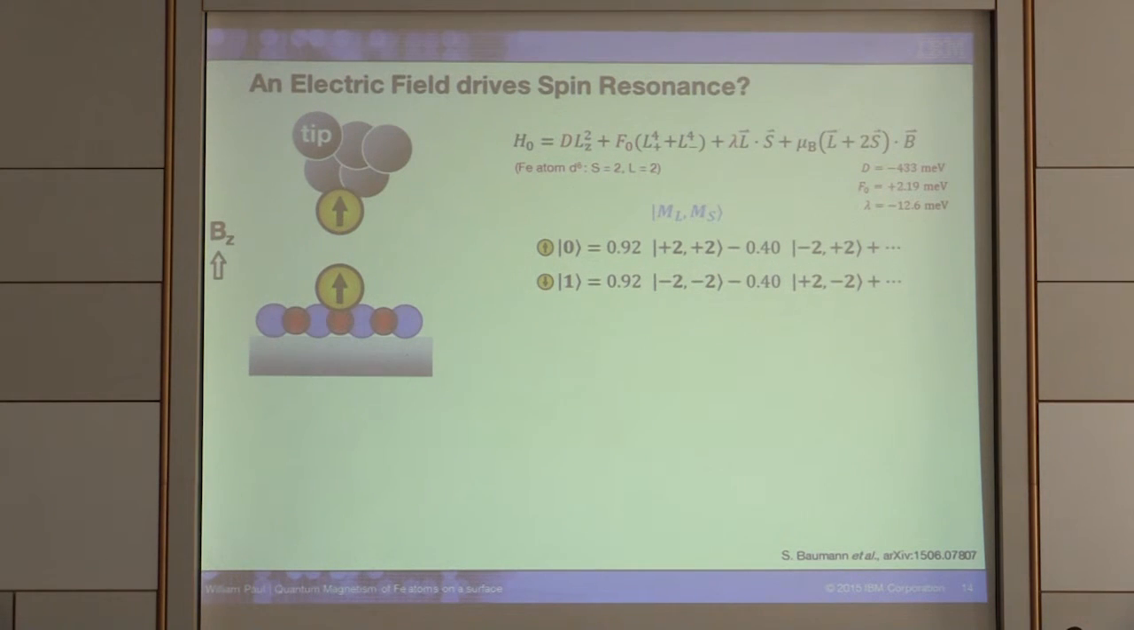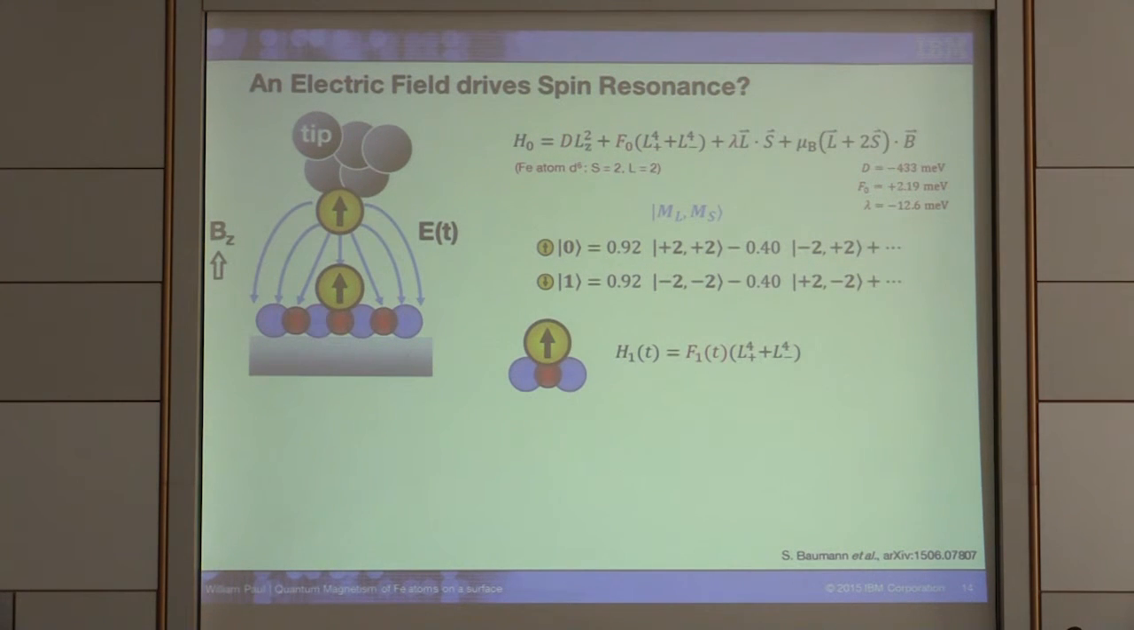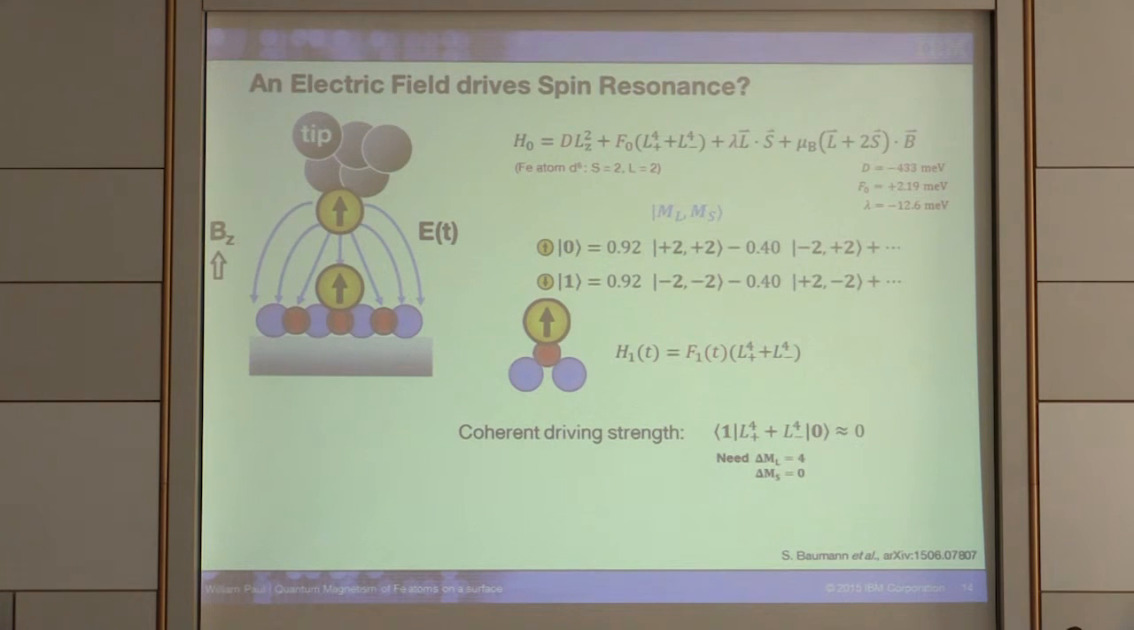All right, so now the time-dependent electric field will act to pull on the atoms because they're all charged. And we believe that what's happening is we're modulating as a function of time these orbital parameters in the Hamiltonian. So the picture is that we're pulling on this atom resonantly, and this means that the orbital terms here are modulated as a function of time. So the question is, what's the coherent driving strength of this transition? And so it's given by the overlap of the ground state 0 and 1 under this operator L plus to the 4 plus L minus to the 4.